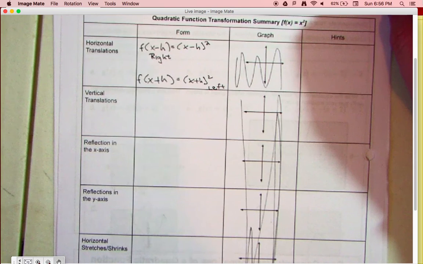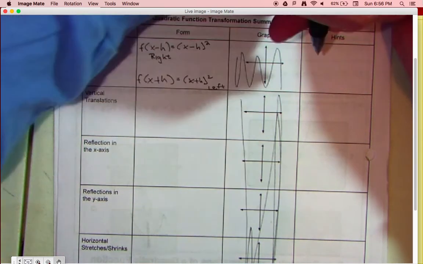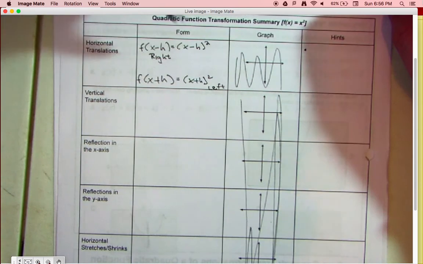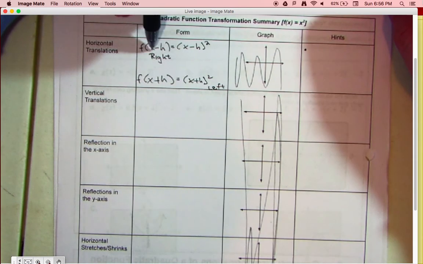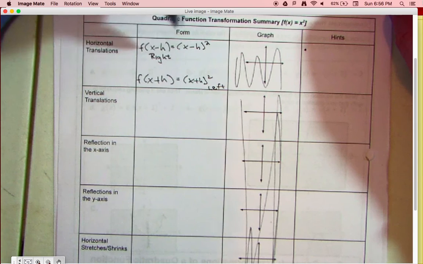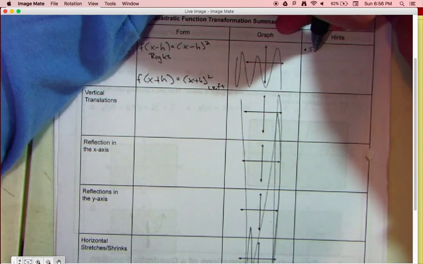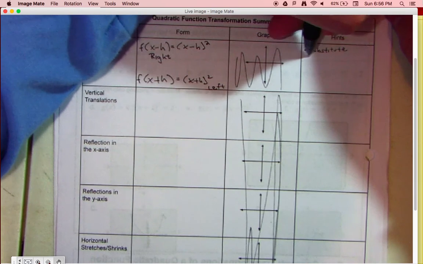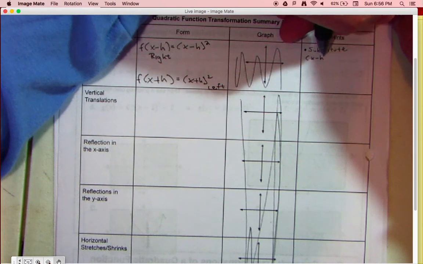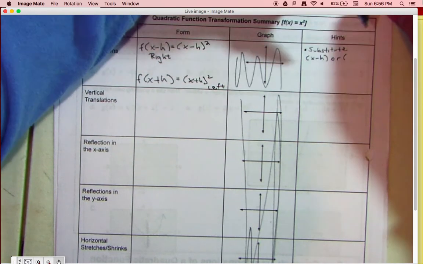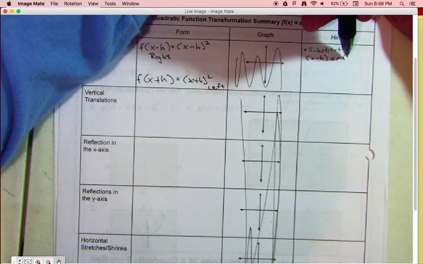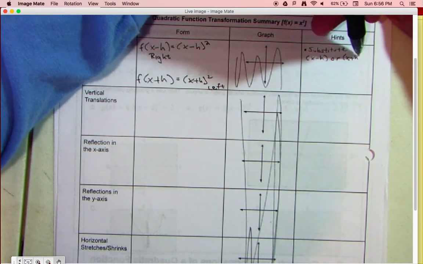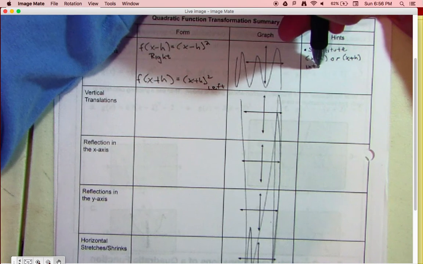Alright, so a couple of hints that I'm going to give you that will make sense as we move forward. The first hint is, remember we've talked about this, anytime you have something that is inside of these parentheses, that's what we want to substitute. So I'm going to substitute my x minus h or my x plus h into the function.